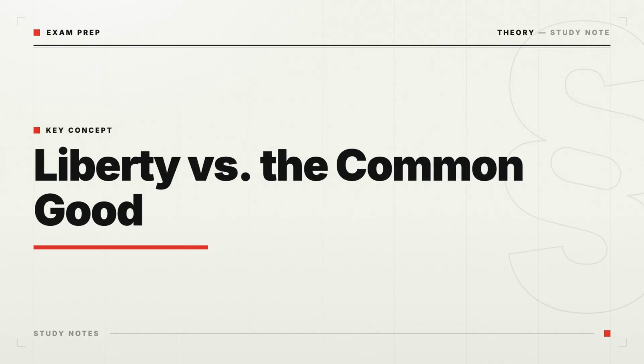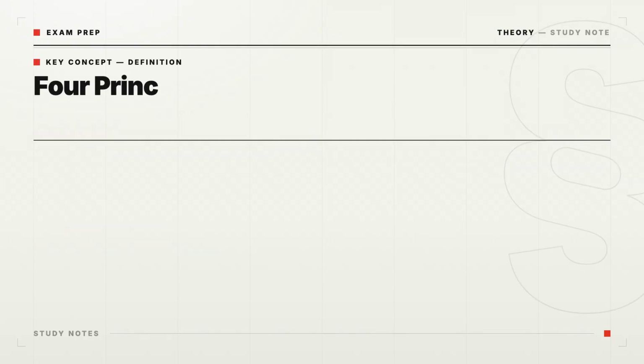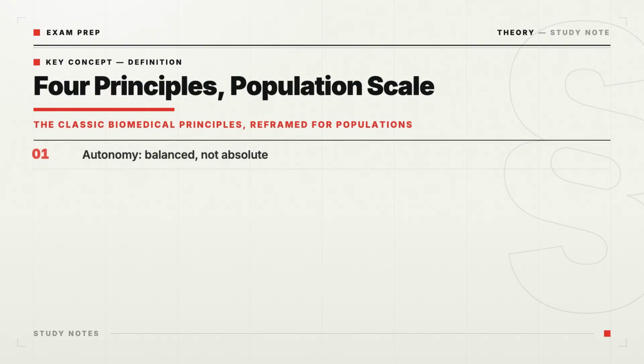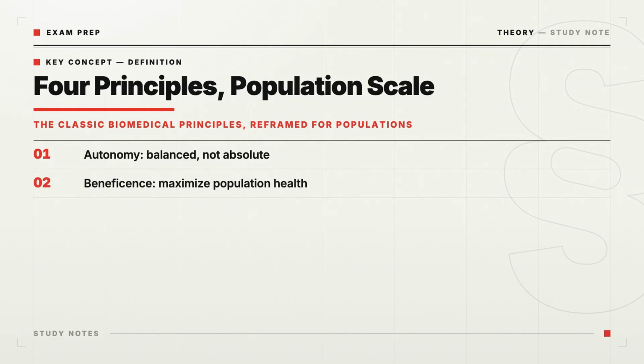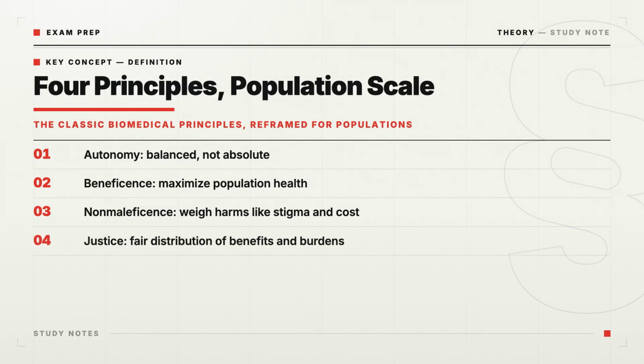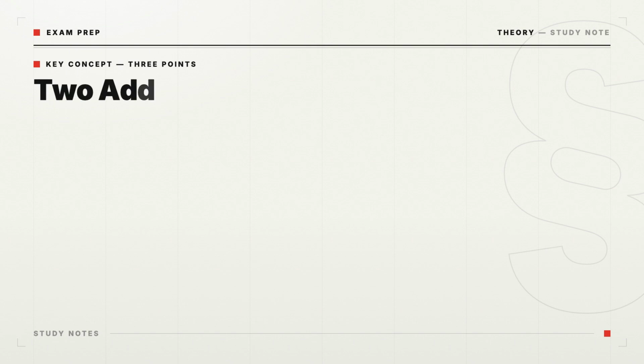Ordering exposed students to stay home really does limit personal freedom, and public health ethics doesn't hide from that. It constrains individual choice routinely and deliberately, then explains what justifies doing so. Public health keeps autonomy, beneficence, non-maleficence, and justice, but reframes each at population scale. Autonomy is balanced rather than absolute. Beneficence means designing programs for the population's benefit. Non-maleficence means weighing unintended harms, and justice means fairly distributing benefits and burdens.